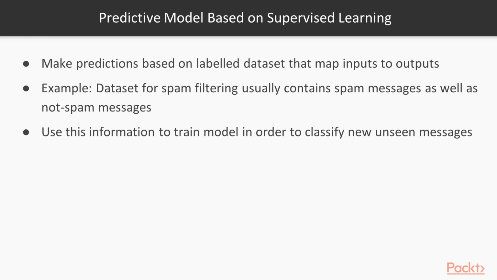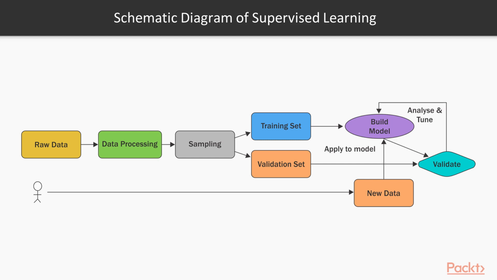For example, a dataset for spam filtering usually contains spam messages as well as not spam messages. Therefore, we could know which messages in the training set are spam and which are ham. Nevertheless, we might have the opportunity to use this information to train our model in order to classify new unseen messages. This diagram shows the schematic diagram of supervised learning. After the algorithm has found the required patterns, those patterns can be used to make predictions for unlabeled test data.